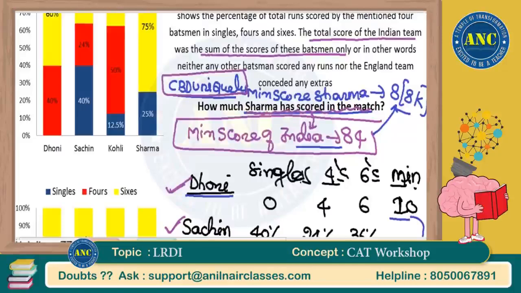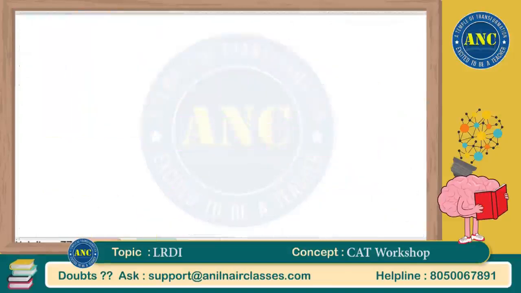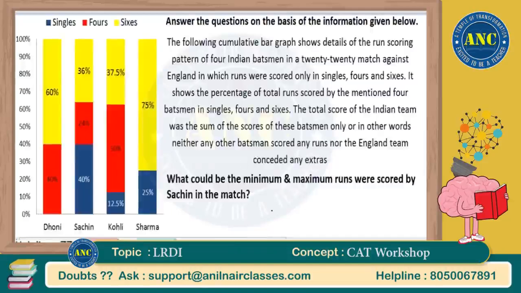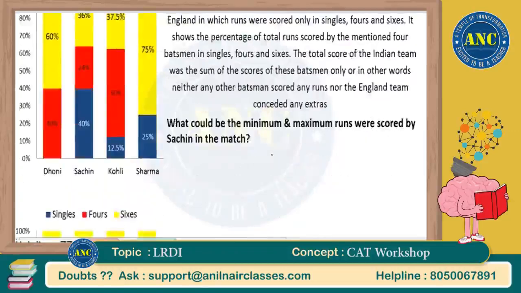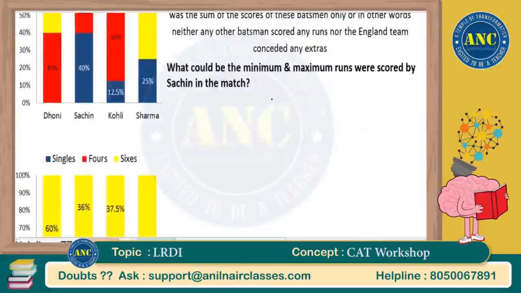Next, second question. Now see here. Second question, listen carefully. Read the question. What could be the minimum and the maximum runs scored by Sachin in the match? Minimum and maximum runs scored by Sachin in this match.